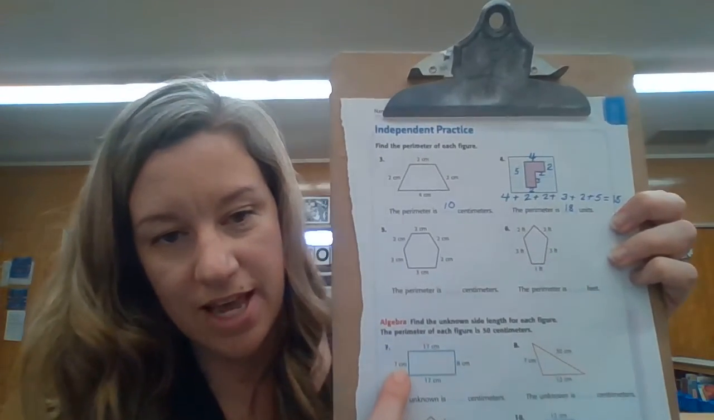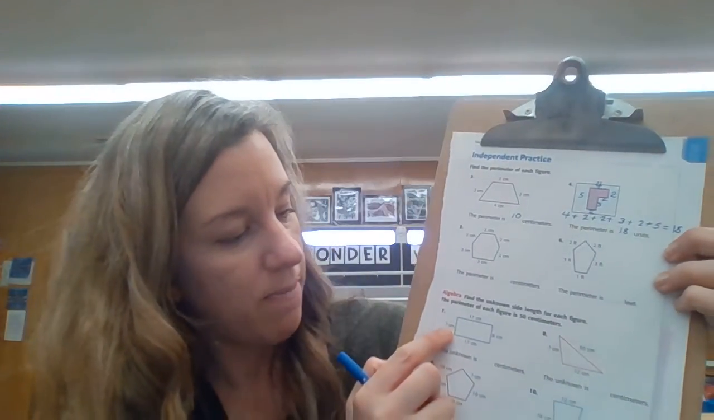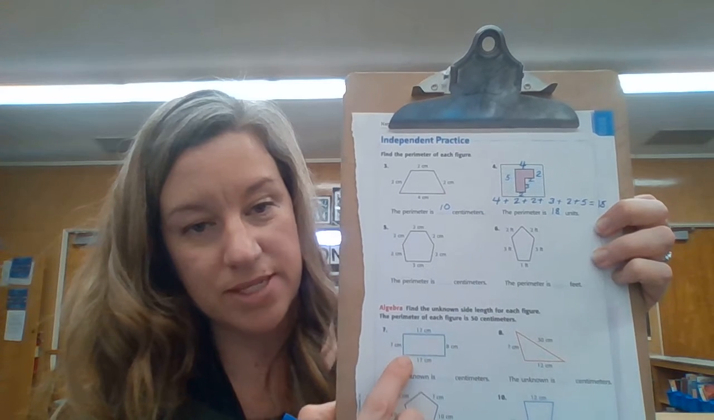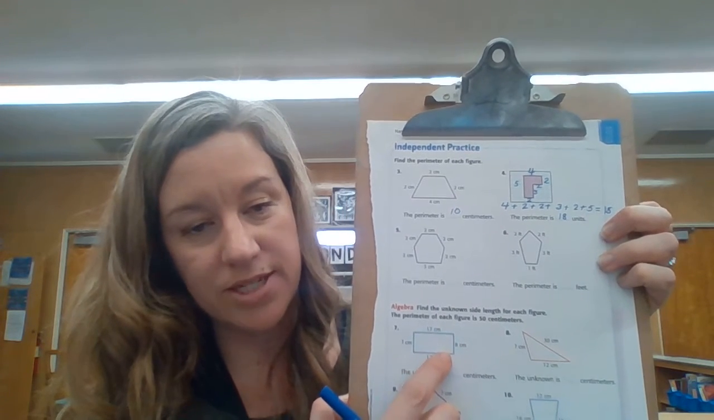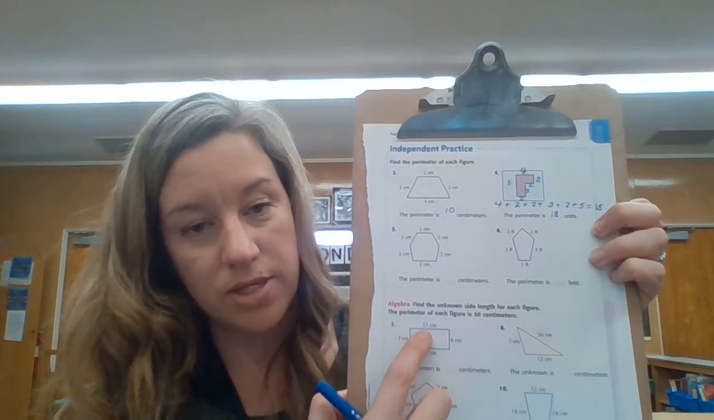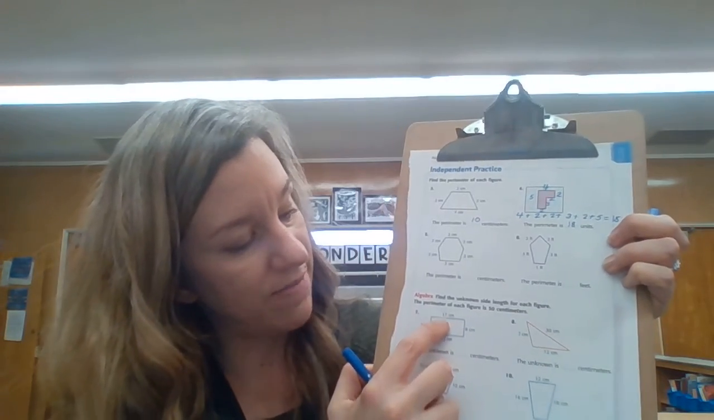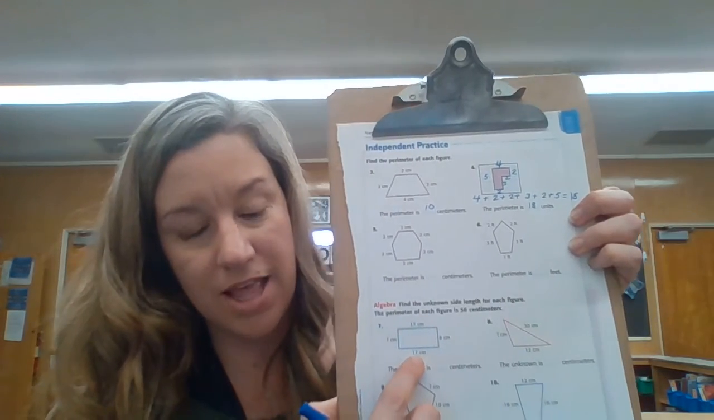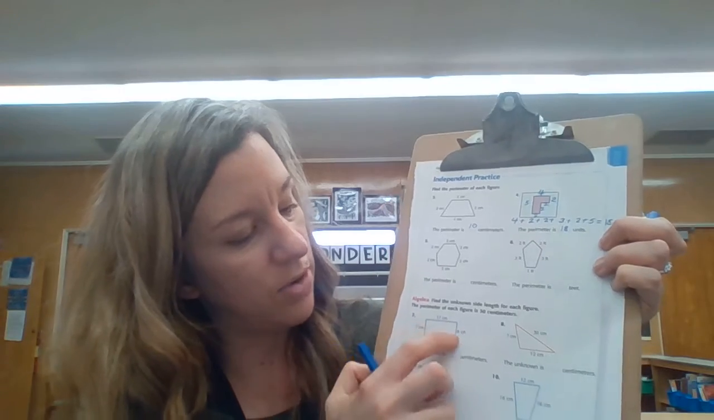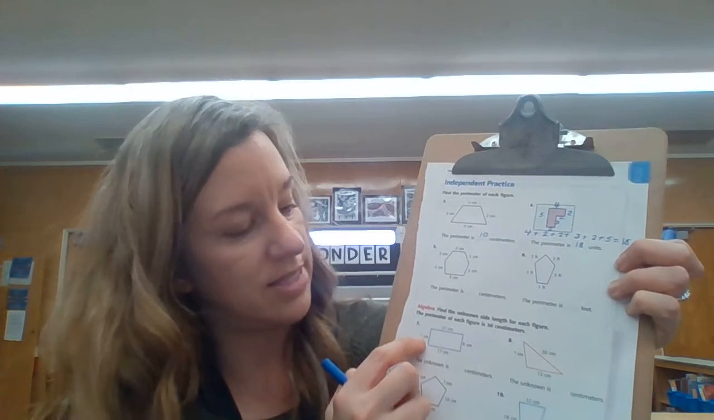Down below, number 7, they didn't tell you what that side length is. They put a question mark there. But you can figure it out because this shape is a rectangle. And in a rectangle, the opposite sides are equal. So here, the 17 matches the 17 in the opposite length. So if this length is 8, then this length would also be 8.